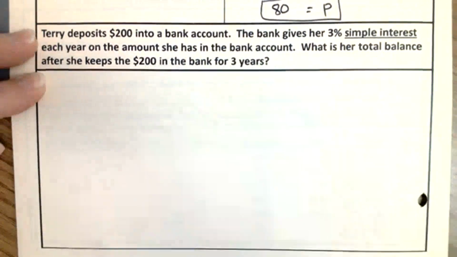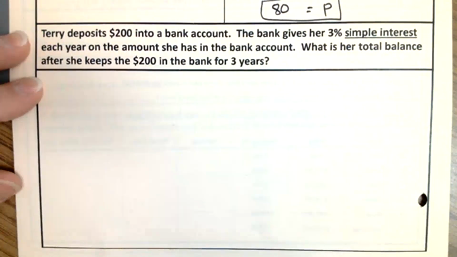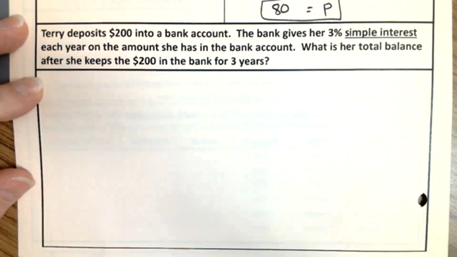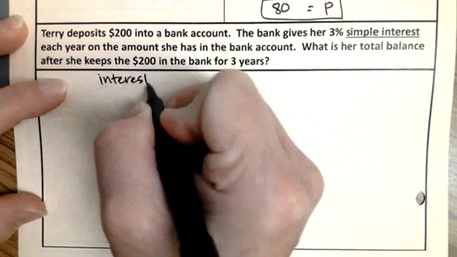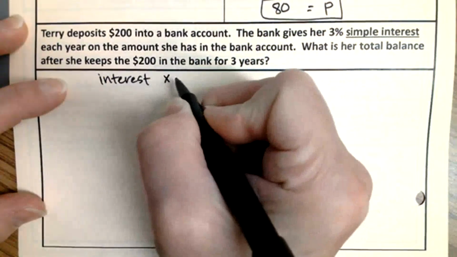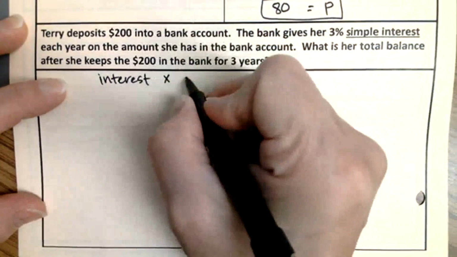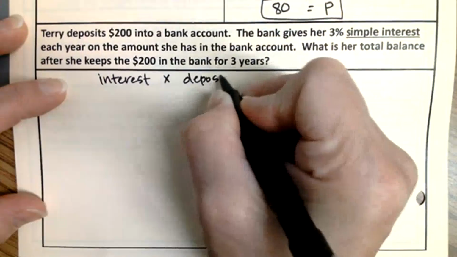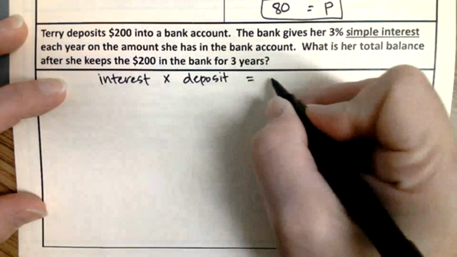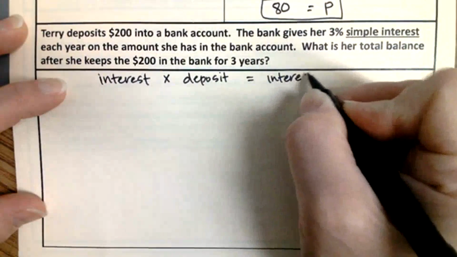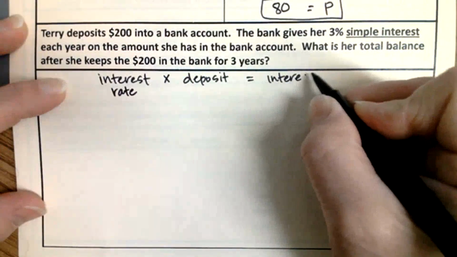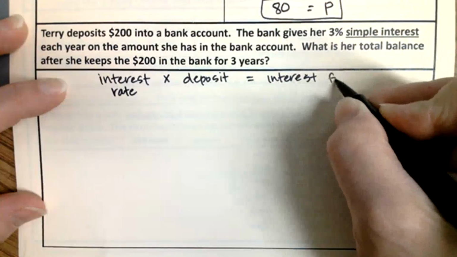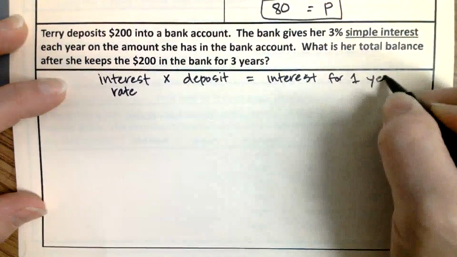All right, this is simple interest. So we basically can figure out how much interest each year, then do that for 3 years, and then add it to the $200. So I'll show you what that looks like. So we've got the interest rate multiplied times the $200, or the deposit that she put in there, is going to give you the interest for 1 year, or per year, okay?